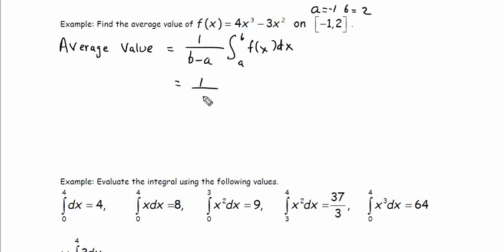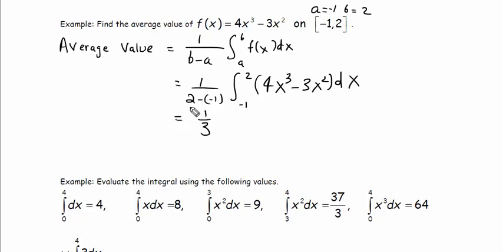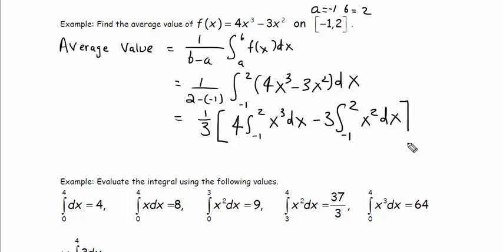So I have 1 over 2 minus -1, integral from -1 to 2, and we have f of x, so I'm going to substitute in the 4x cubed minus the 3x squared. Then I'm going to simplify that, so 1 over 2 minus -1 is 1/3. Then I'm going to use the additive property here, so that's 4 integral from -1 to 2 of x cubed dx minus 3 integral from -1 to 2 of x squared dx.